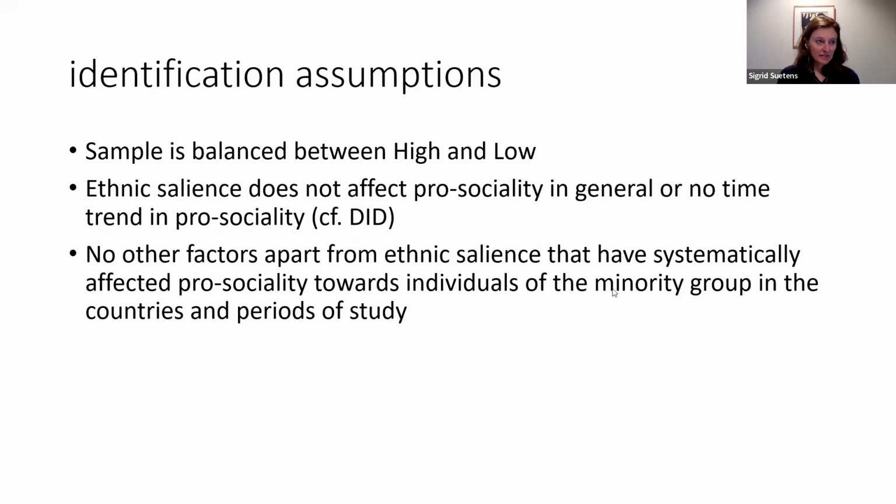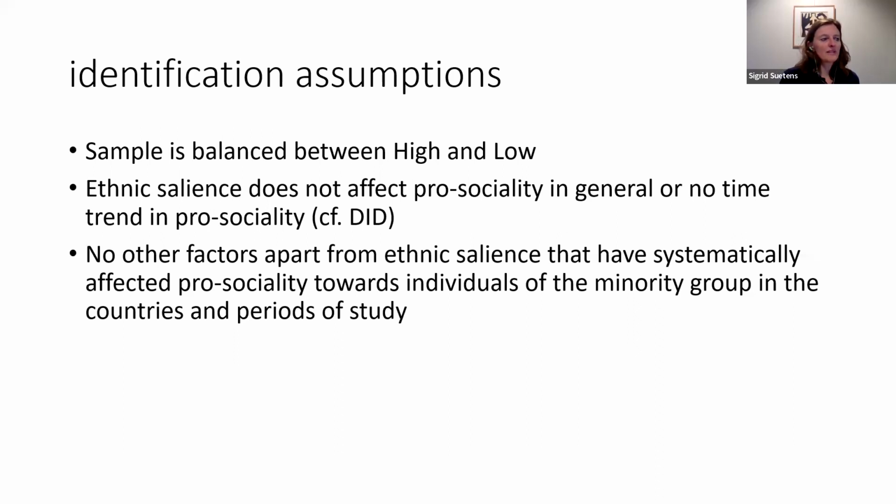There are identification assumptions here, right? It's experimental data, but the variation in ethnic salience is not experimental. So a first important assumption is that the sample is balanced between high and low ethnic salience waves. I'm going to show you some balancing tables, and that seems all okay.